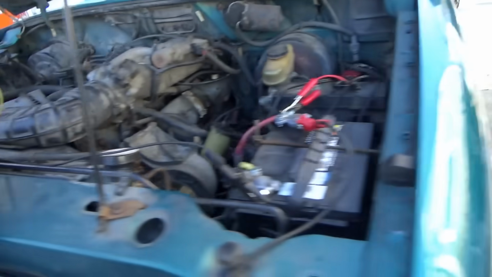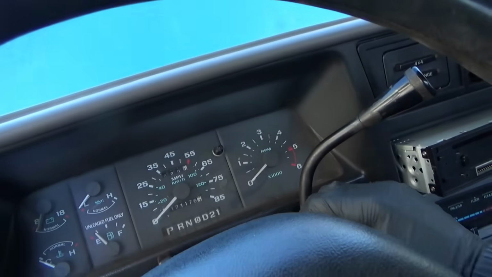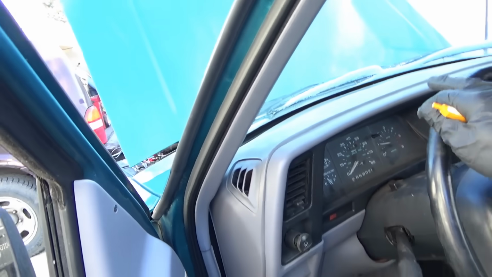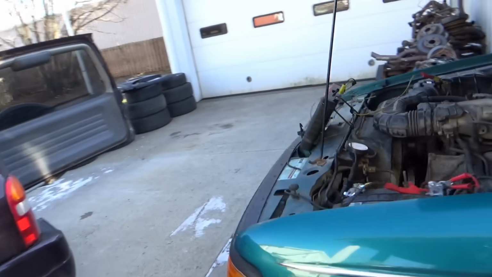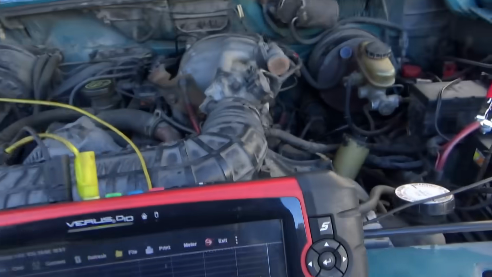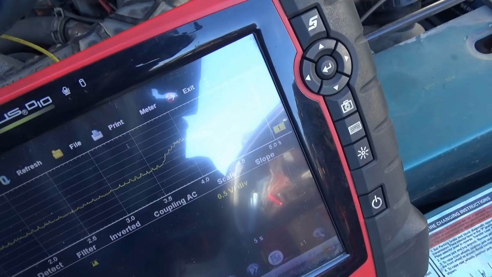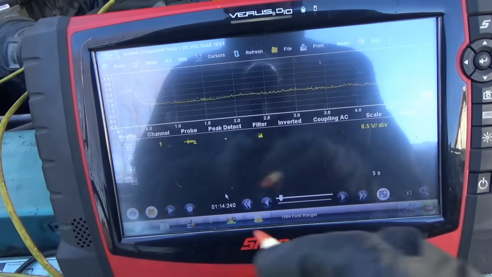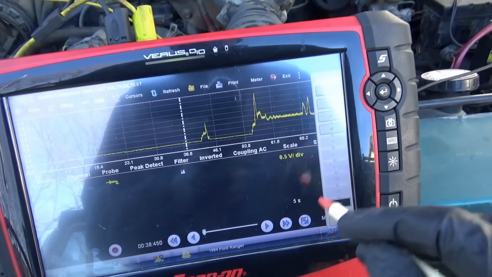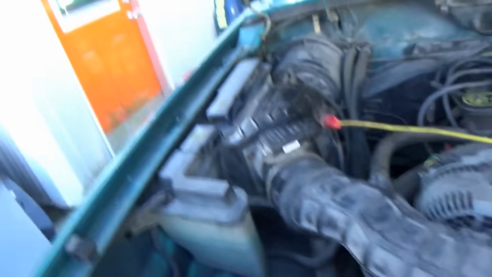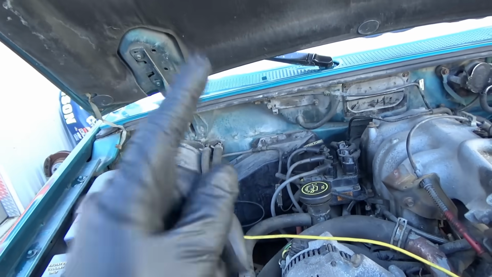Might have to give it a little gas there. Okay, running. It's about 1.5. If we rev it up, seems to be normal. Goes up to 3 volts. Stop that, zoom out. There we go. We can even save that. So we have a signal here, but the PCM was not reading that signal.